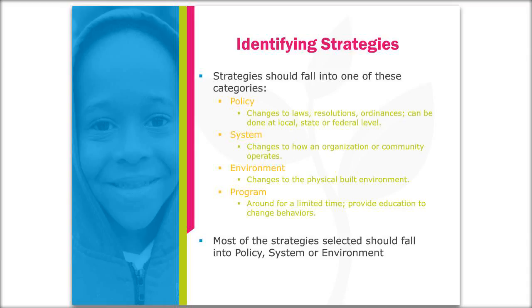So a common one people do are health fairs, so having blood pressure screenings, taking people's weight, blood sugar readings, things like that are kind of a one-time thing and can motivate people to get healthy, but they might not have those long-lasting changes for generations that we're looking for. So most of the strategies selected for your action plan should fall into a policy, systems, or environmental category.